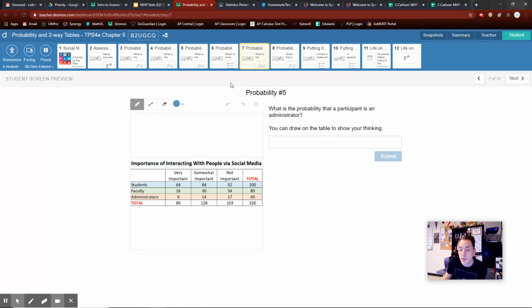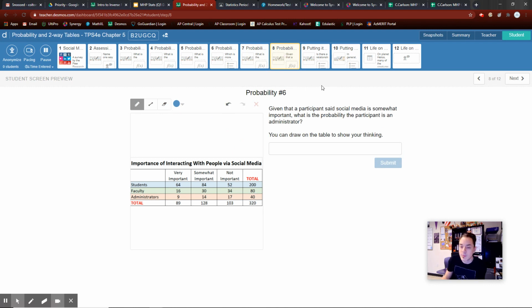Now, what is the probability that a participant is an administrator? This one's actually very easy because we're just looking at the total probability here. So 40 all over 320. And so this reduces down to 4 all over 32, which reduces down to 1 all over 8. So 1/8 of the subjects are administrators. Okay, 1/8 of the subjects are administrators.